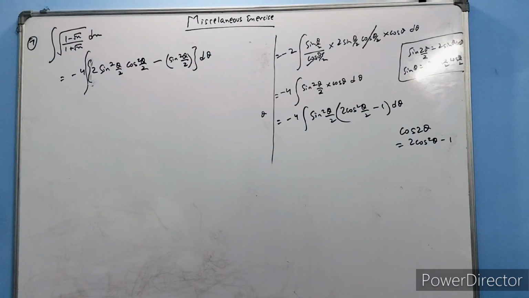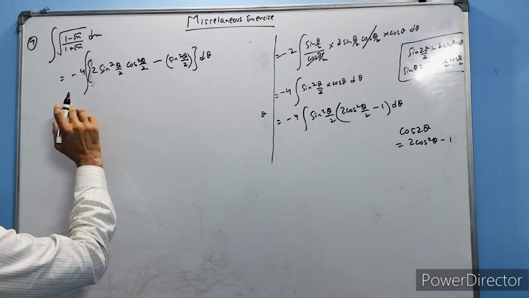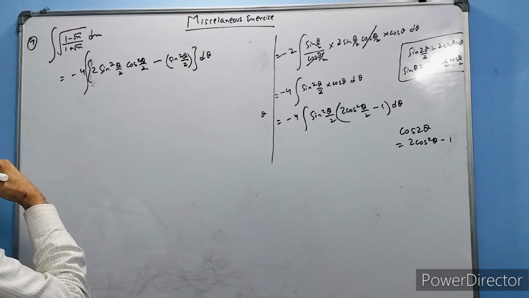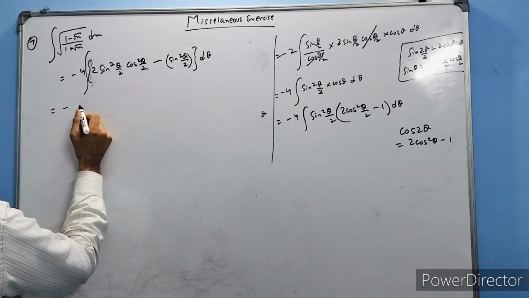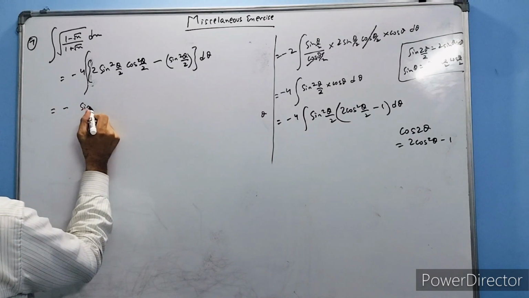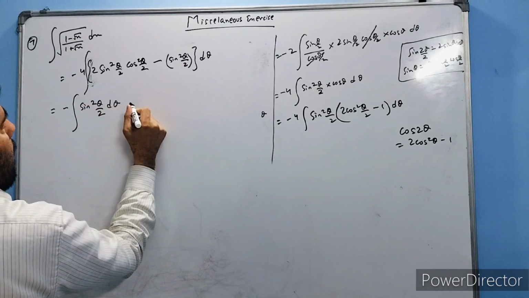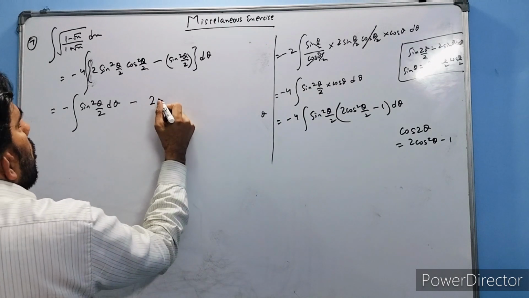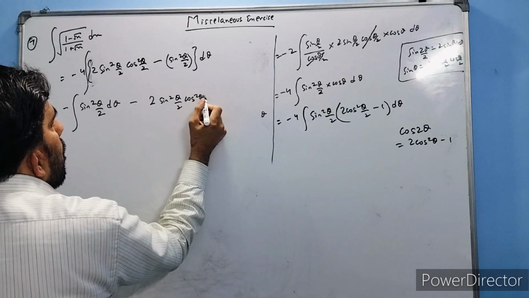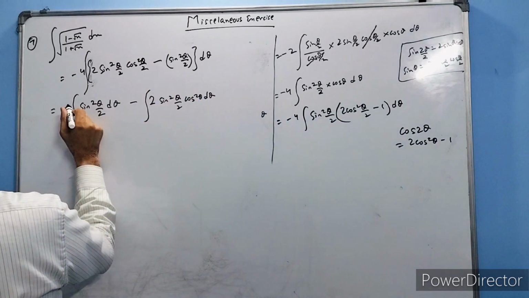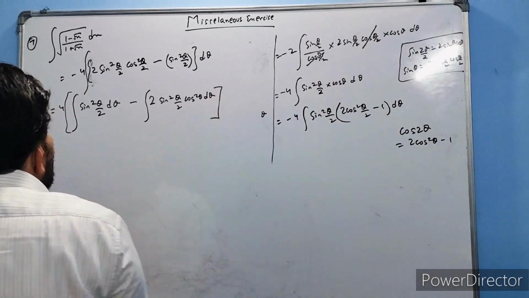Now we have this. I've just multiplied sine square theta inside. So what can we do now? We can separate it out. If I take the minus sign inside, what I get here is sin square theta by 2 d theta minus 2 sin square theta by 2 cos square theta by 2 d theta. Inside we have 4, so we'll multiply it later on.